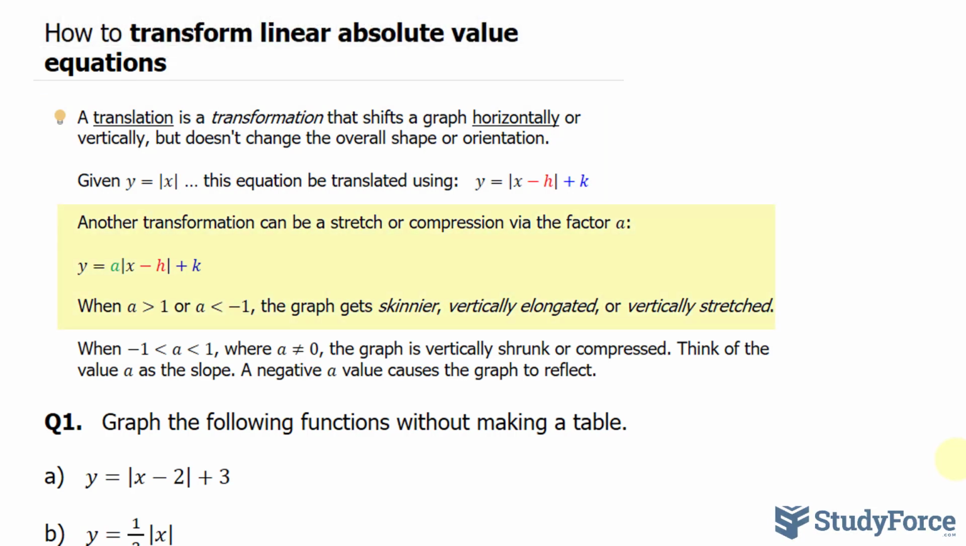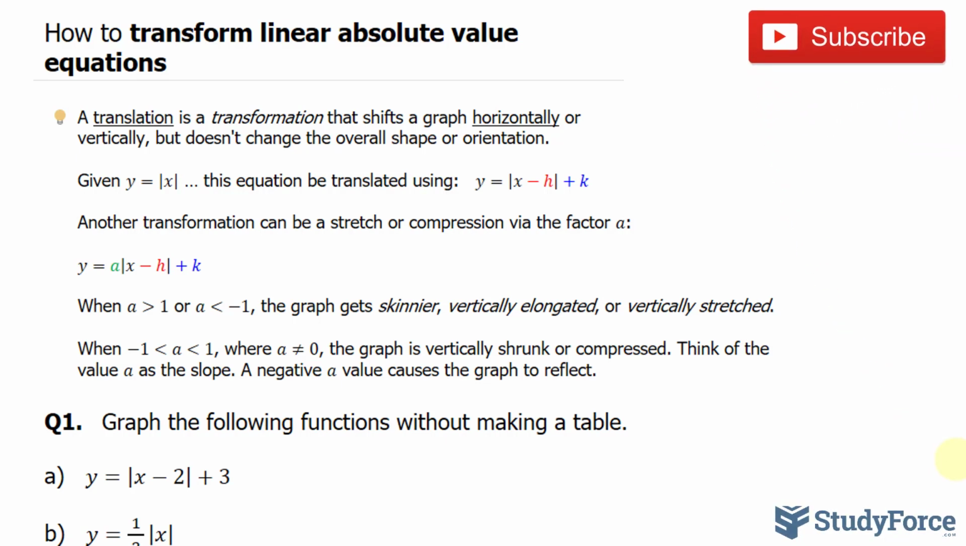Another transformation can be a stretch or compression via the factor a. Notice that I've applied an a being multiplied to the absolute value. When a is greater than 1 or less than -1, the graph gets skinnier, or vertically elongated, or vertically stretched, however you want to describe it. When a is between -1 and 1, the graph is vertically shrunk or compressed. Think of the value a as the slope. In addition, if a were negative, the graph reflects.